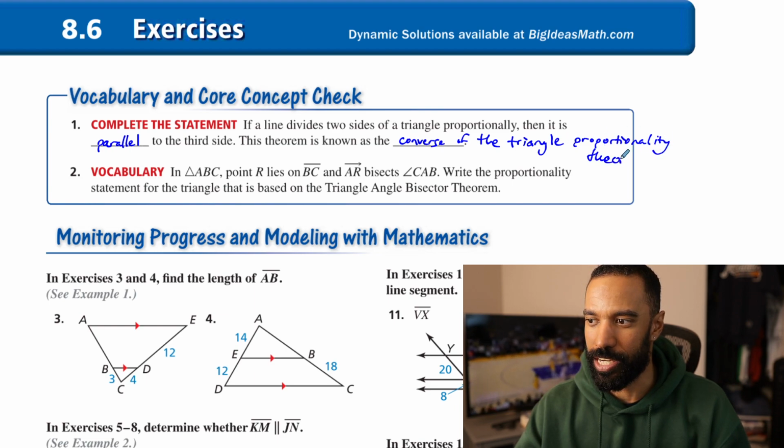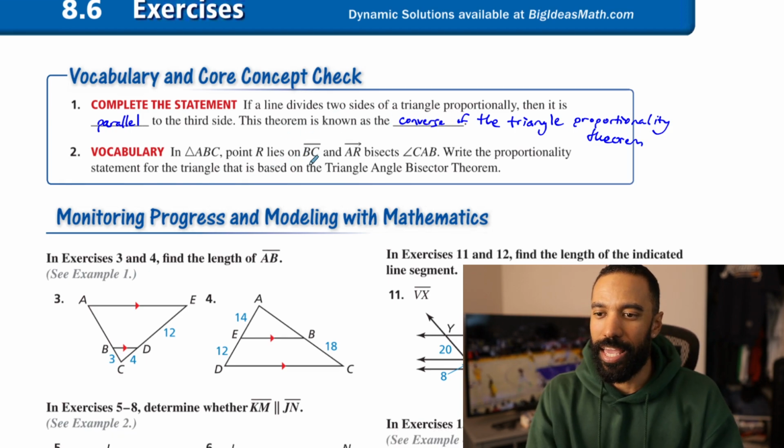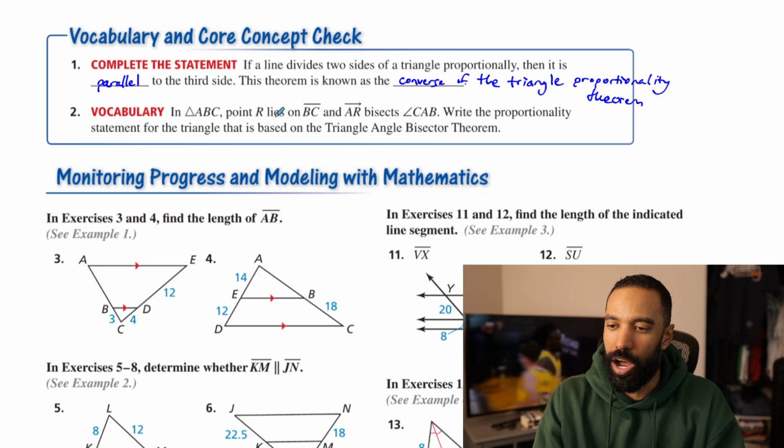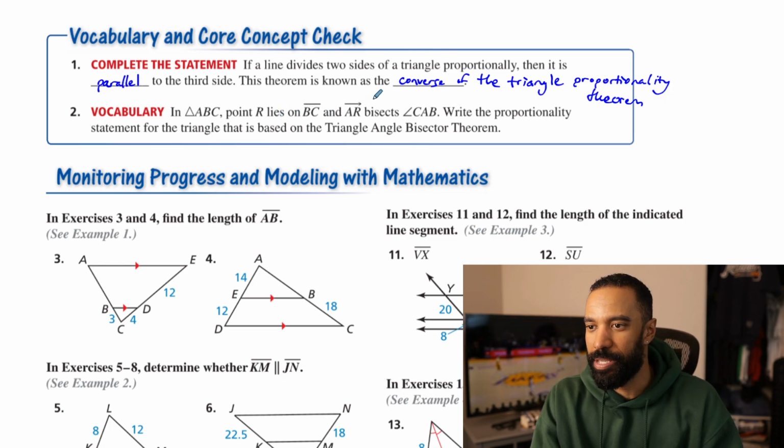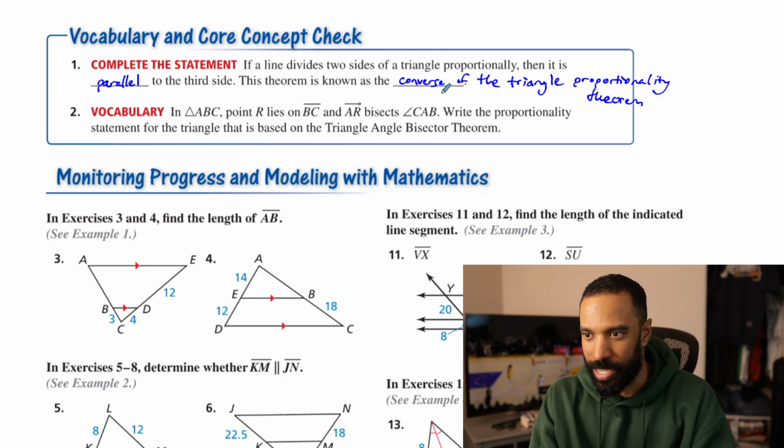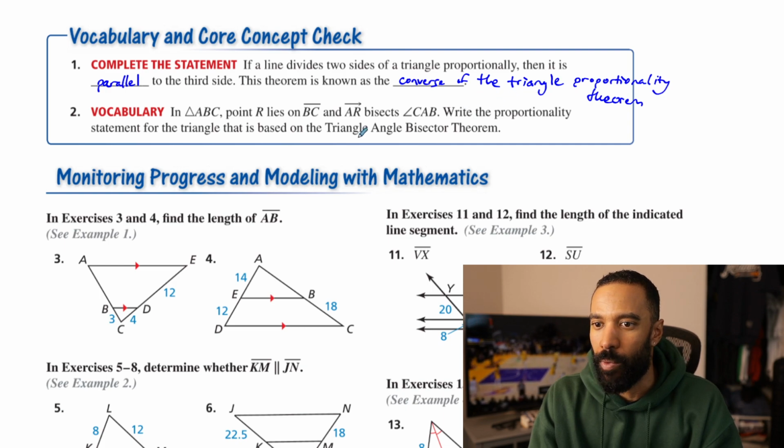They sure did not account for that small blank when I wrote that. In triangle ABC, point R lies on BC and AR bisects angle CAB. Write the proportionality statement for the triangle that is based on the triangle angle bisector theorem.